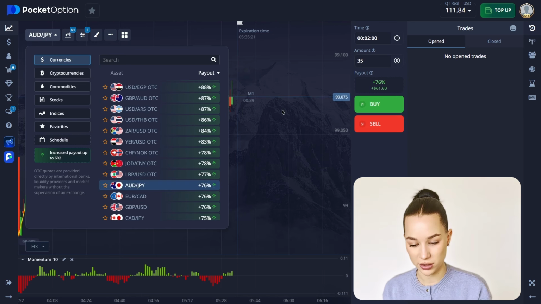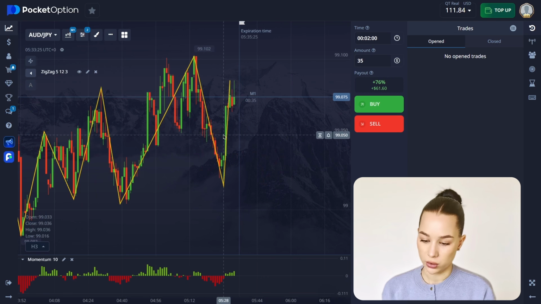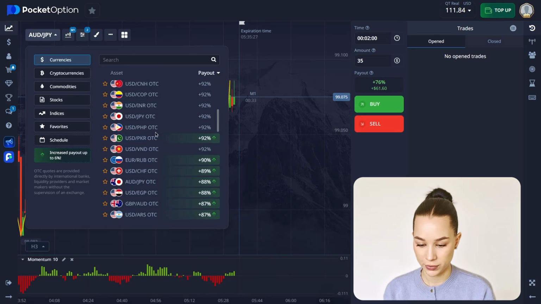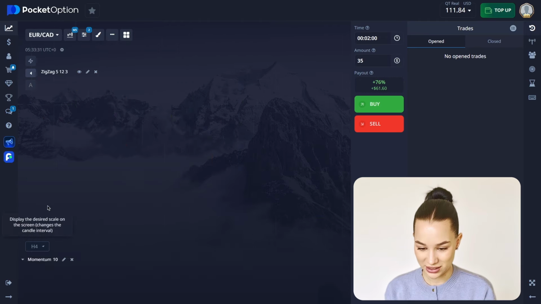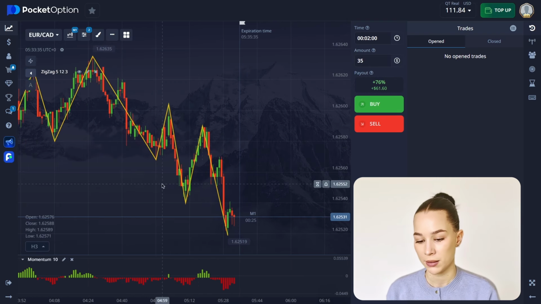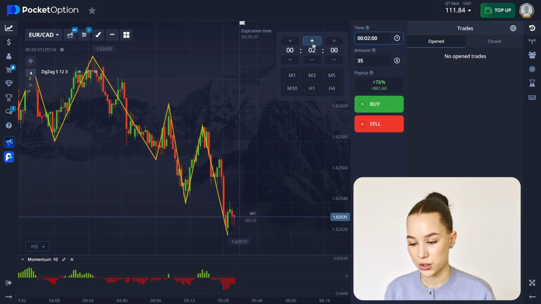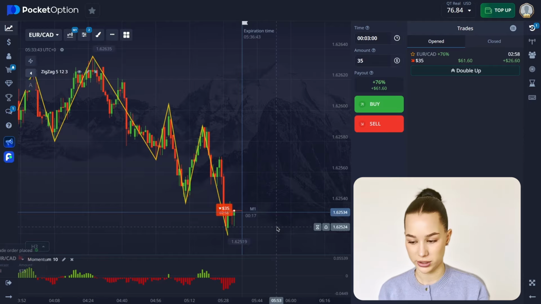For example, Australian dollar and Japanese yen. Pretty big candles. So the volatility is kind of crazy here, I'm sure. Let's change to M5, for example. We can see a pretty strong downward trend. Okay, so we changed to 3 minutes and we open here a sell trade for $35 as a catch up.